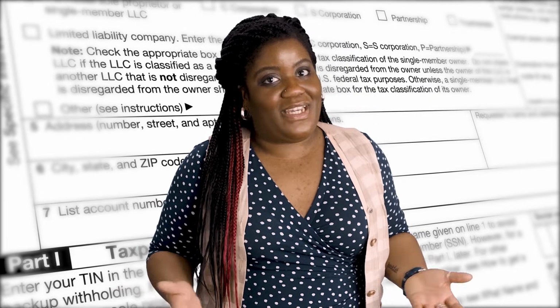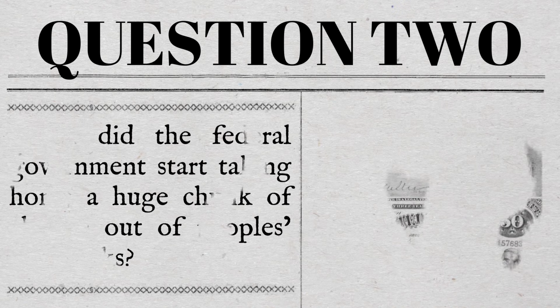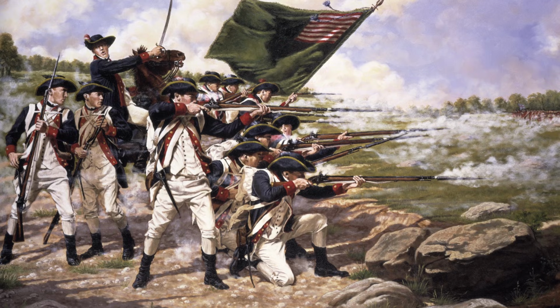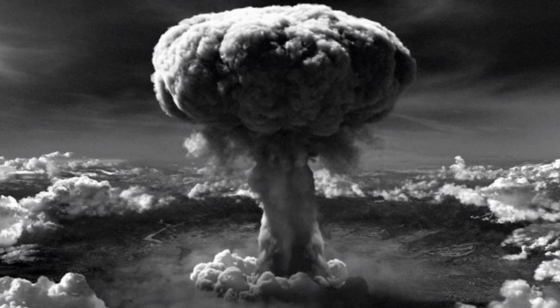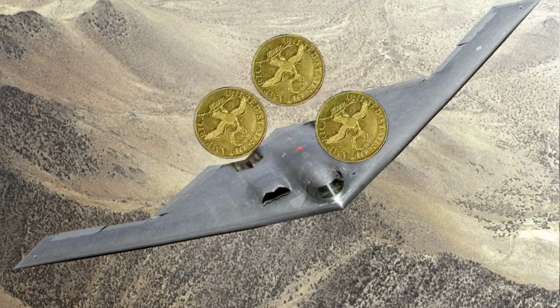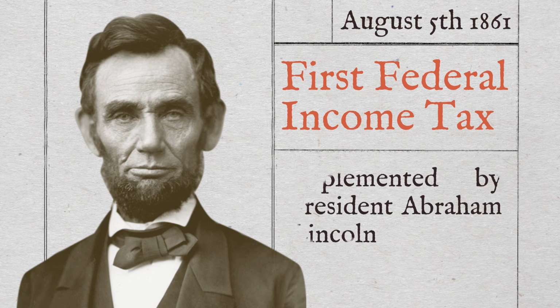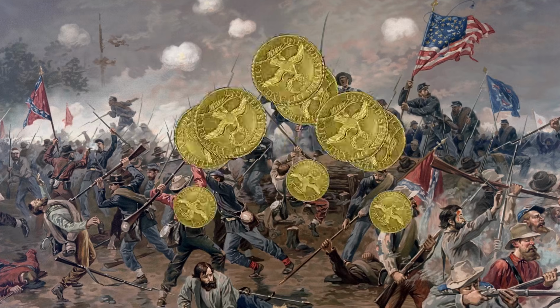Okay, so I bet you're thinking, that's all well and good, Danielle, but that was also a pretty long time ago. When did the federal government start taking home a huge chunk of change out of people's paychecks? Well, the terrible thing about war, outside of death and devastation, is that it's expensive, and it's pretty much always been expensive. The first federal income tax in the US was implemented by President Abraham Lincoln on August 5th, 1861, in large part to help pay for the Civil War.